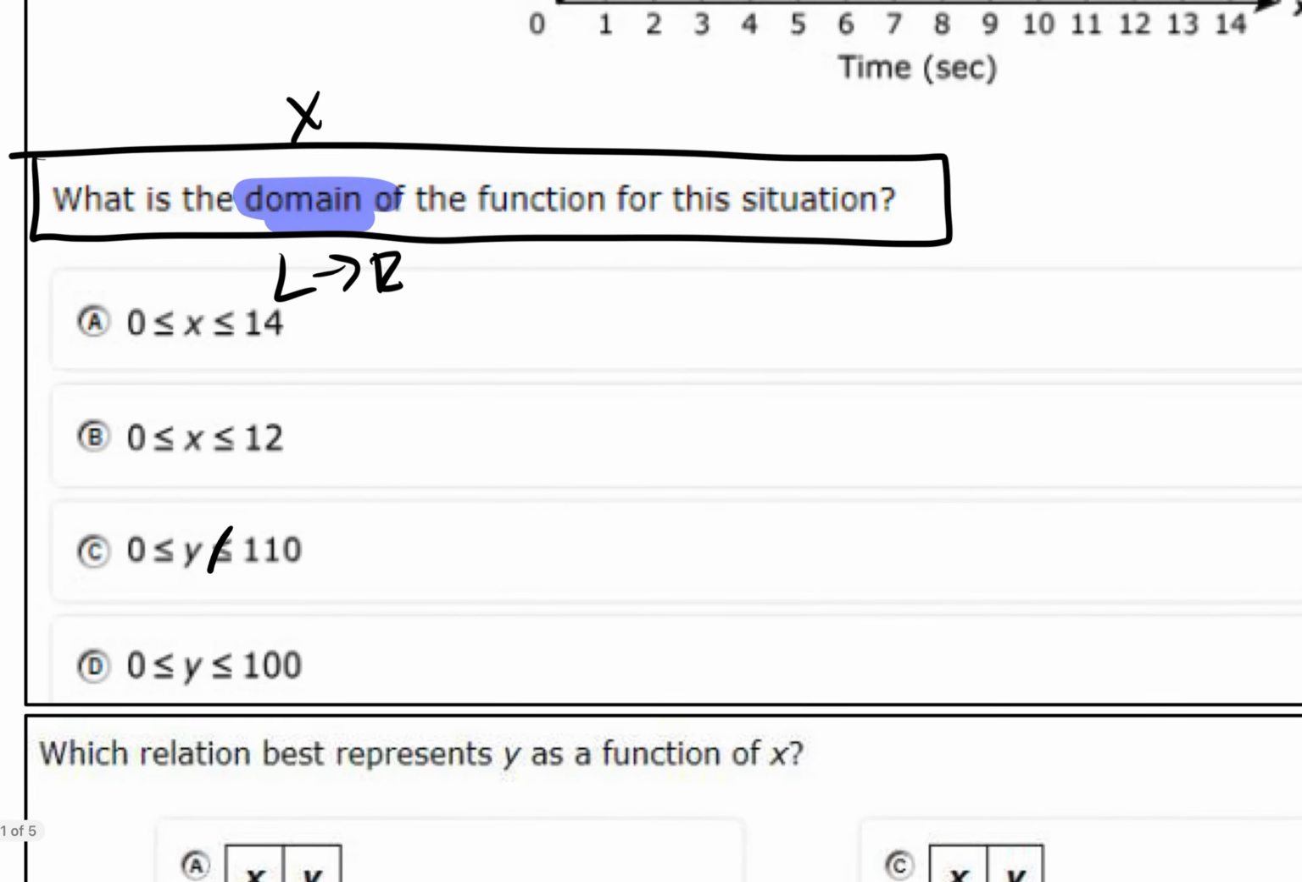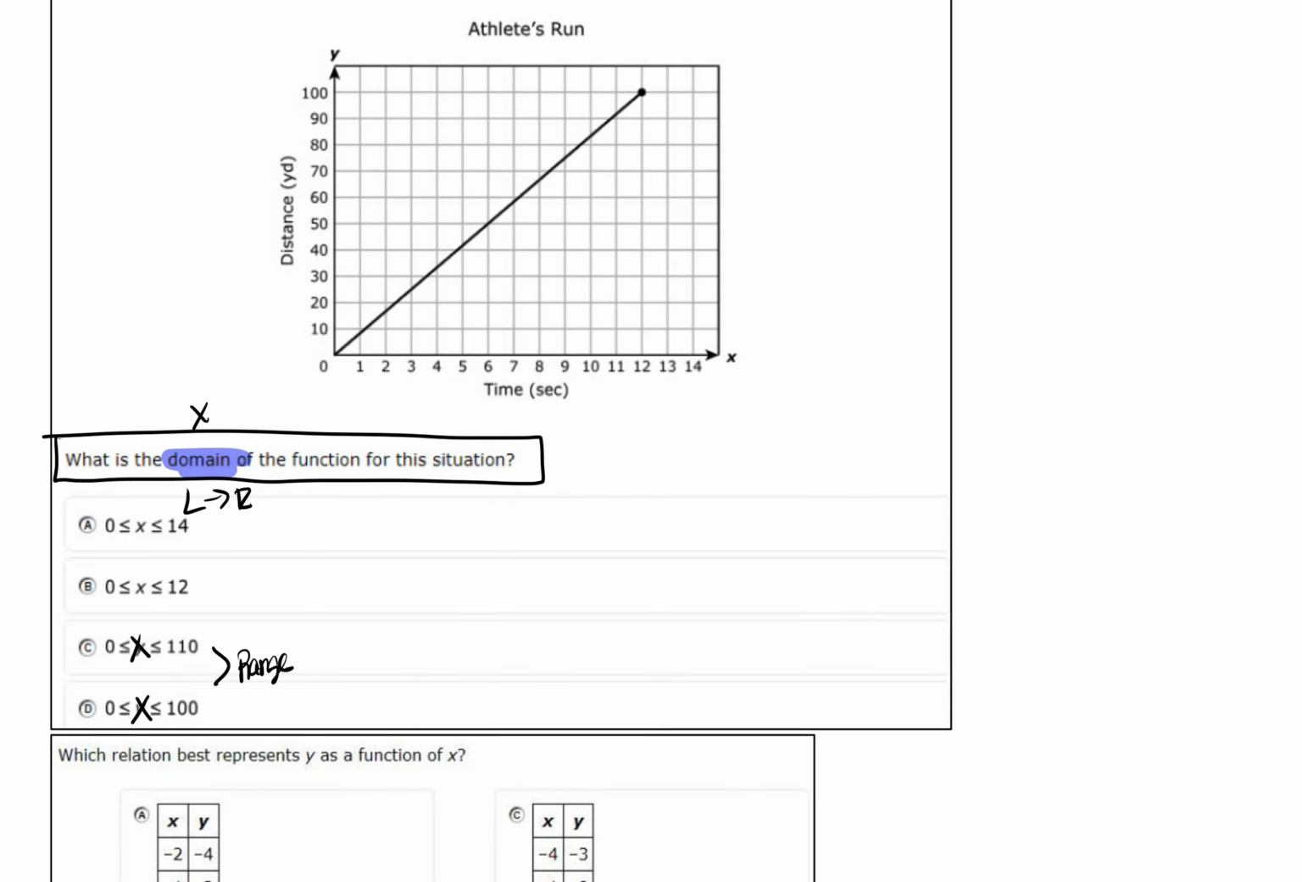I'm going to get rid of C because that says Y, and I'm going to get rid of D because that is the wrong one because it's talking about our range, and our question is asking for domain. Then I'm going to go left to right. So my far left point is right here. My far right point is right here, and it goes to 12.